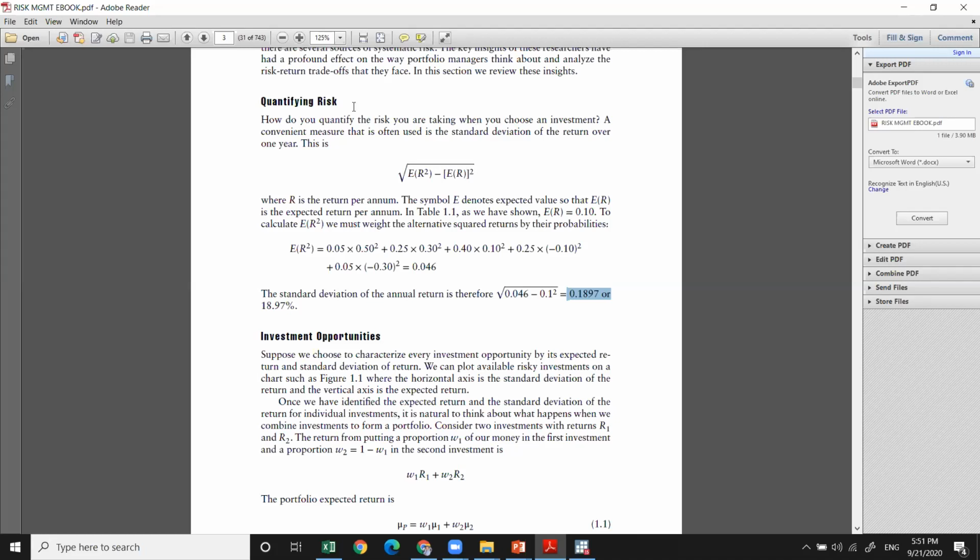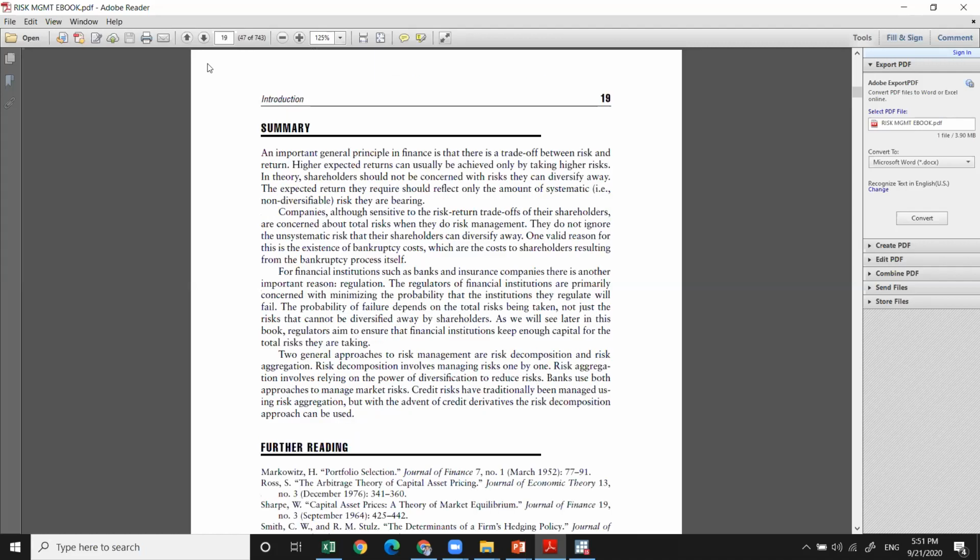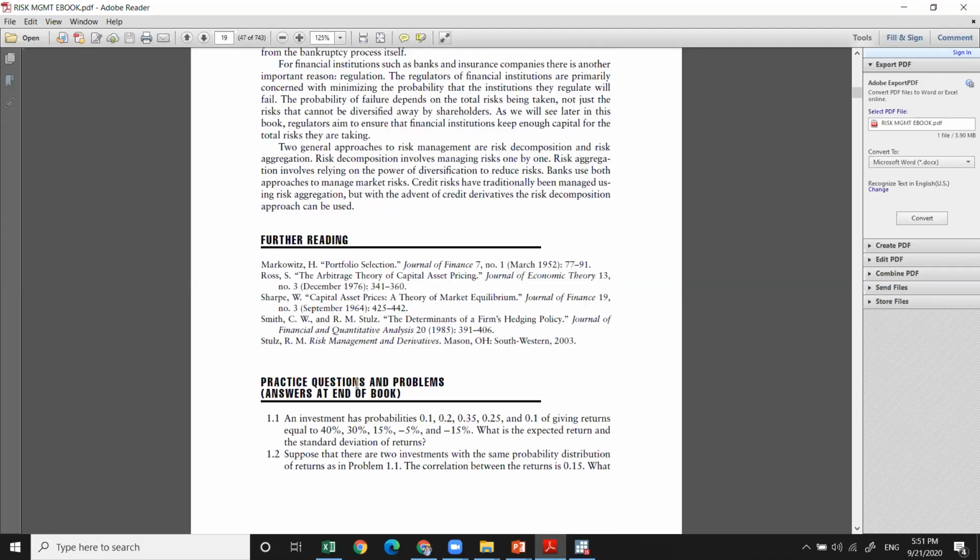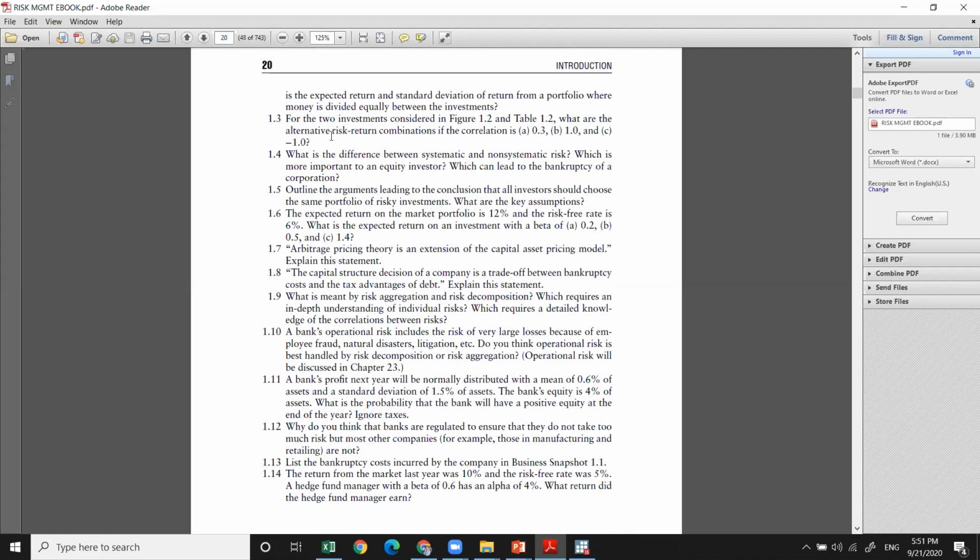And who can help me to solve question 3? For two investments, consider figure 1.2 and table 1.2. What are the alternative risk-return combinations for correlations of 0.3, 1, and -1?